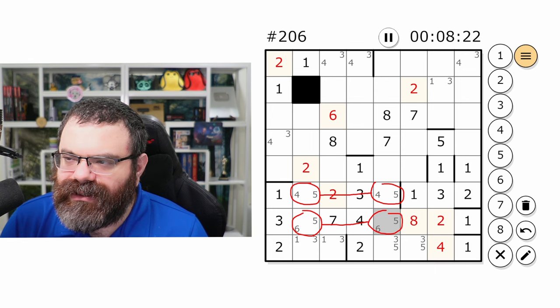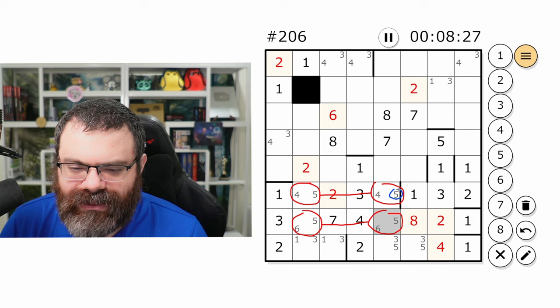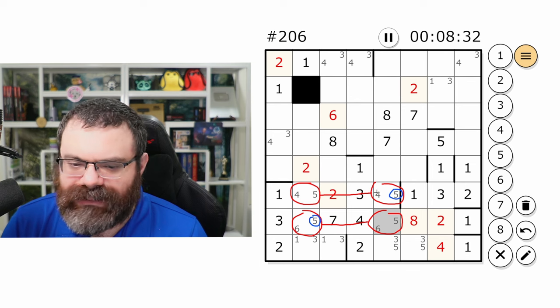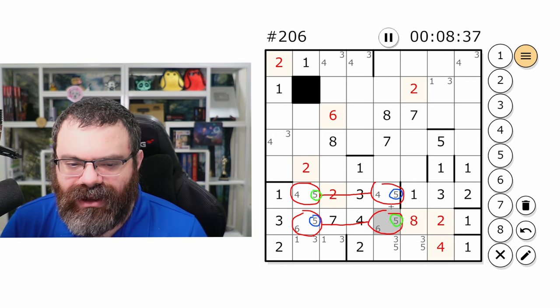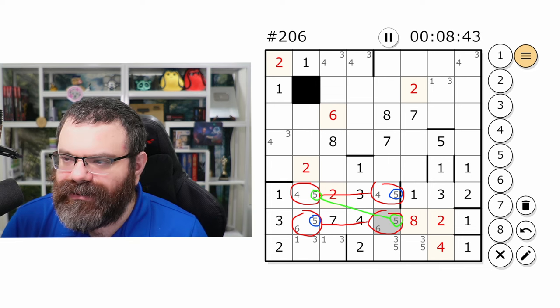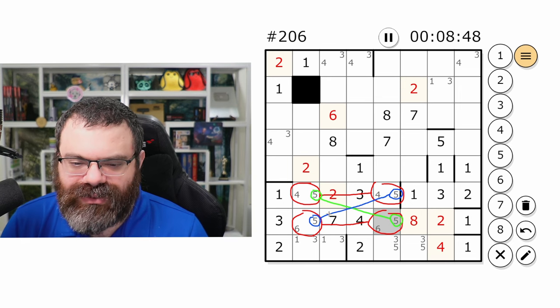So as a result, we're either going to have a 5 here and here in blue, or we're going to have a 5 here and here in green, because we can't have them in the same column. And so you're either going to have this leg of the X, or we're going to have this leg of the X. And one of those two will be true. But either way, the 5 is going to be in the column in those cells, either in the green cells or the blue cells. So the result of that is this cannot be a 5.